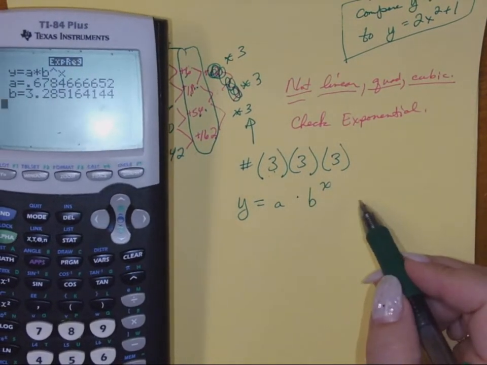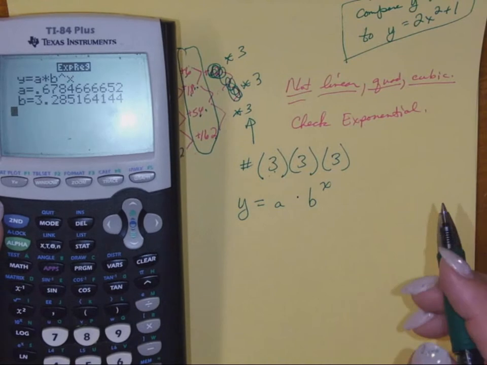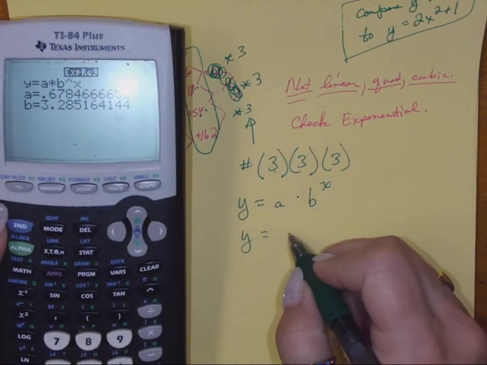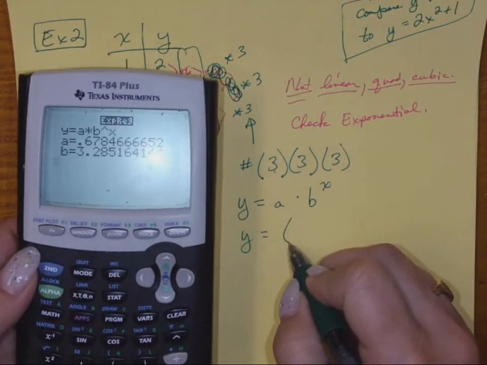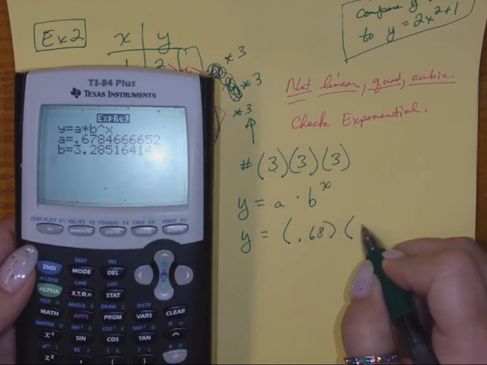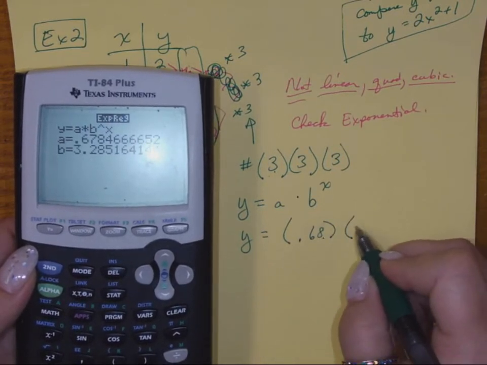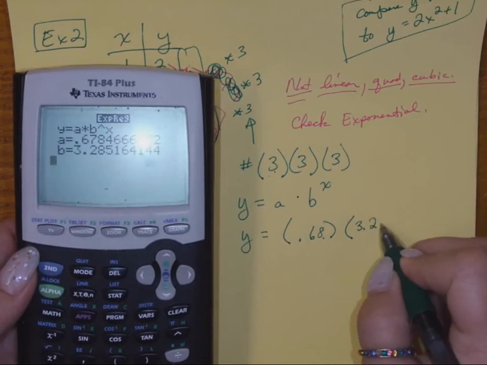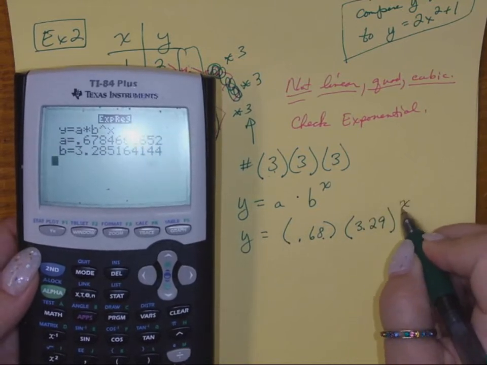So he doesn't have that plus h. That's why I said sometimes it'll be slightly different. And that's y equals, and they've got the a as 0.68, and the b is 3.2, I'm just going to round it, and it's raised to the x.